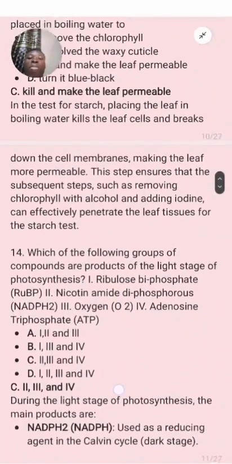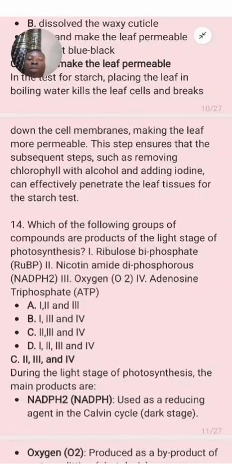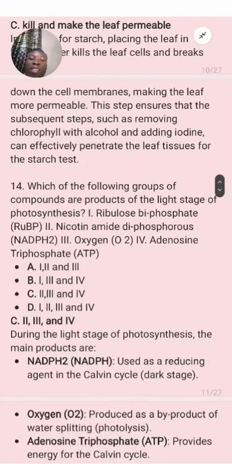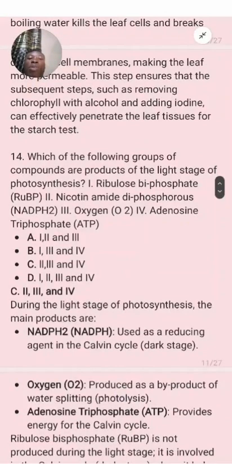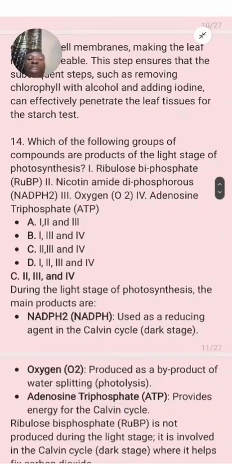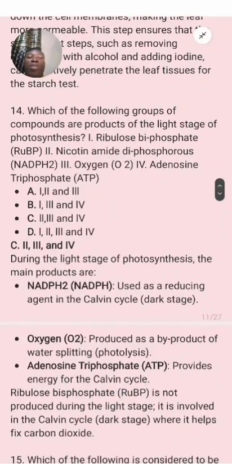Then 14. Which of the following groups of compounds are products of the light stage of photosynthesis? We have the light stage of photosynthesis, we have the dark stage of photosynthesis. But the products of the light stage: number one, we have NADPH2 or NADPH. It is used as a reducing agent in the Calvin cycle, especially during the dark stage. Then we have oxygen, produced as a byproduct of water splitting, which is photolysis. Then we have ATP, which provides energy for the Calvin cycle.